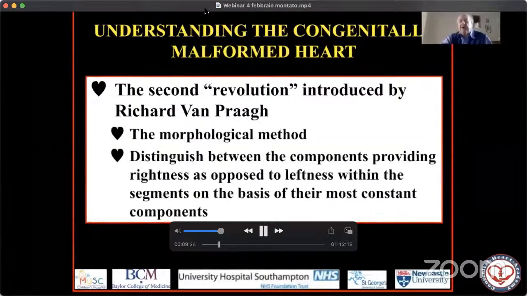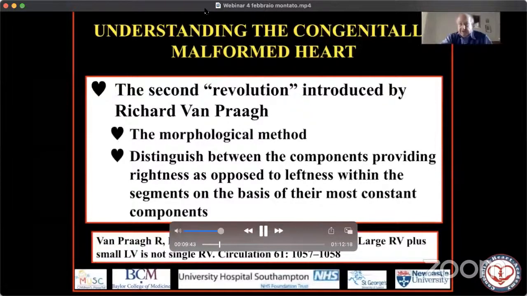So let me remind you again what Richard pointed out when introducing this second revolution. He emphasized that when we were distinguishing between the parts of the segments, we should identify them on the basis of their most constant components. And this was the work in which he introduced us to the morphological method.